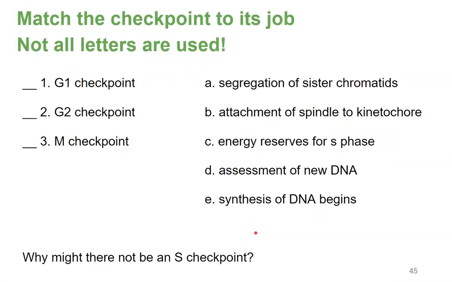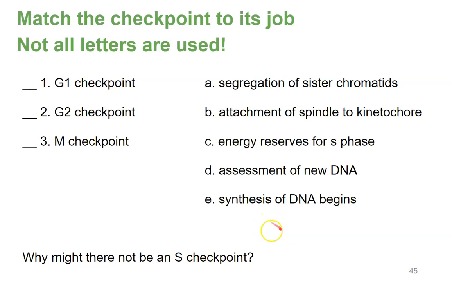All right, so match these checkpoints to their descriptions. So number 1 should be C, energy reserves for S phase. Number 2 should be D, assessment of new DNA. And then number 3 should be B, attachment of spindle to kinetochore, or to the centromere or centrosome. So letter A and letter E were not used.